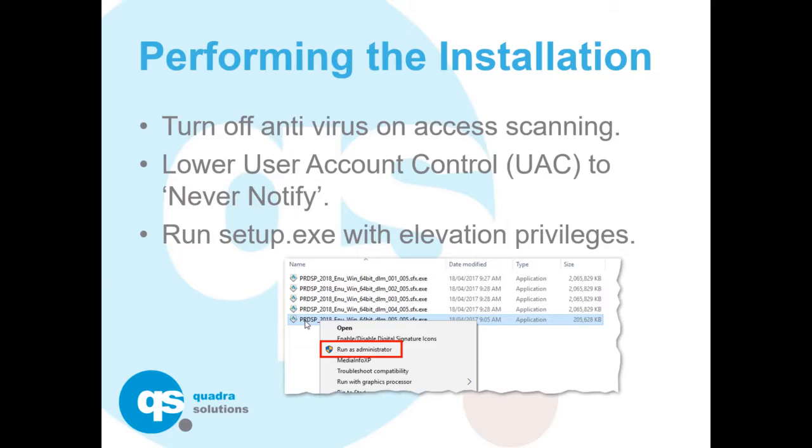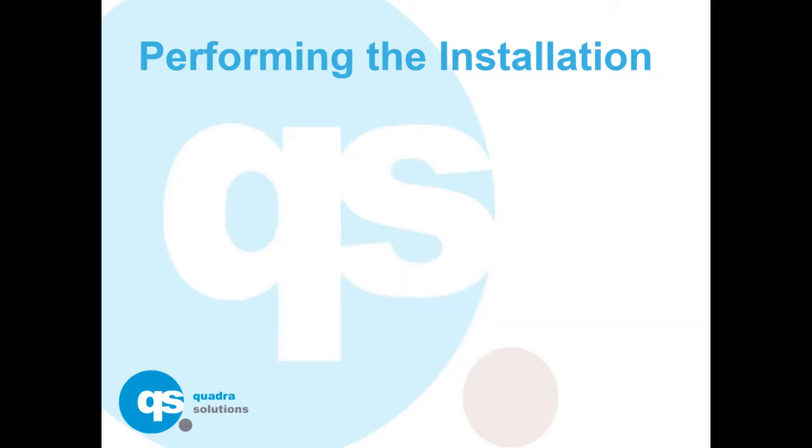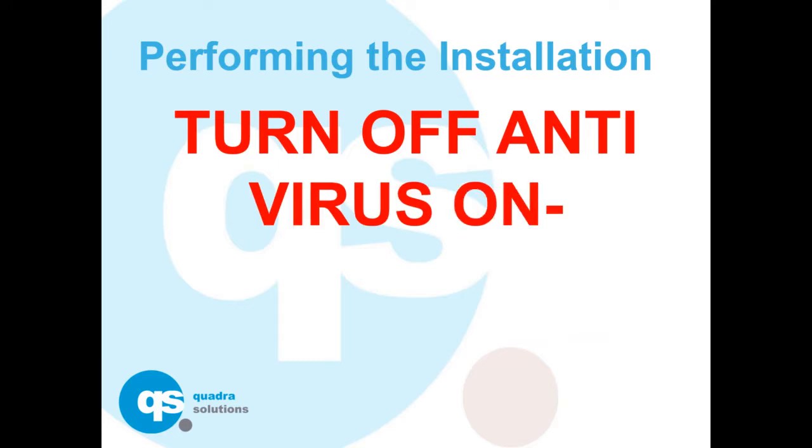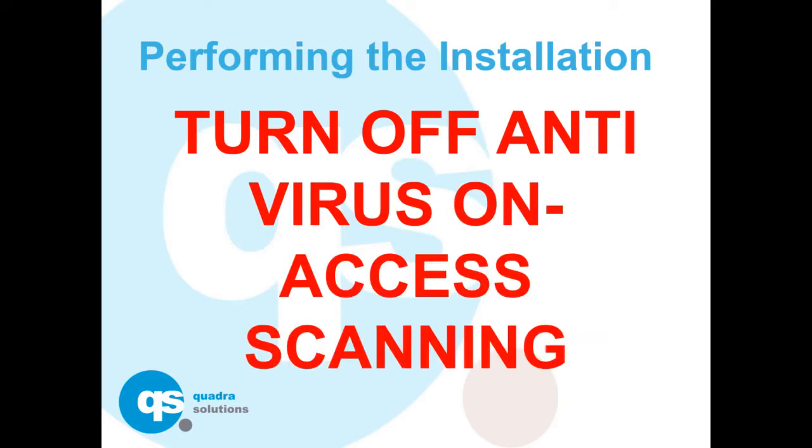You'll often hear these 3 points referred to as the 3 golden rules. They are quite important for a successful installation. And just to reiterate one last point, turn off your antivirus on access scanning. If you call us on technical support saying that your software isn't running properly and you installed it without turning this off, then the only option will be to move forward, uninstall and reinstall the software with antivirus on access scanning disabled.